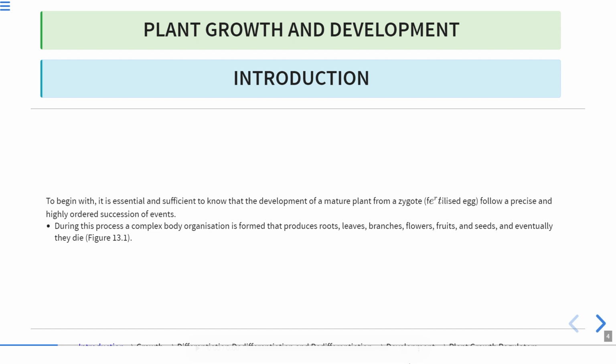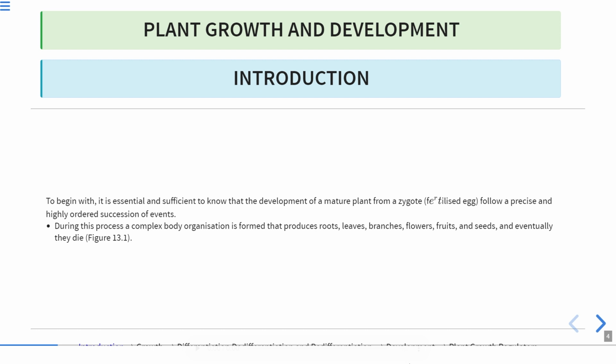So to begin with, it is essential and sufficient to know that the development of a mature plant from a zygote, zygote means fertilized egg, follows a precise and highly ordered succession of events. If you talk about the development of the mature plant, how the mature plant has been formed, how the mature plant has been organized.